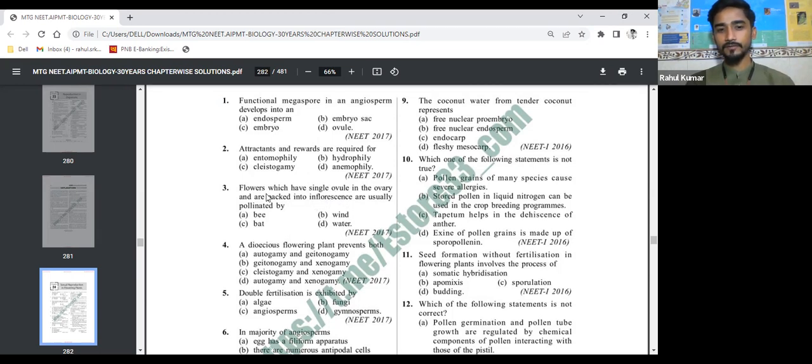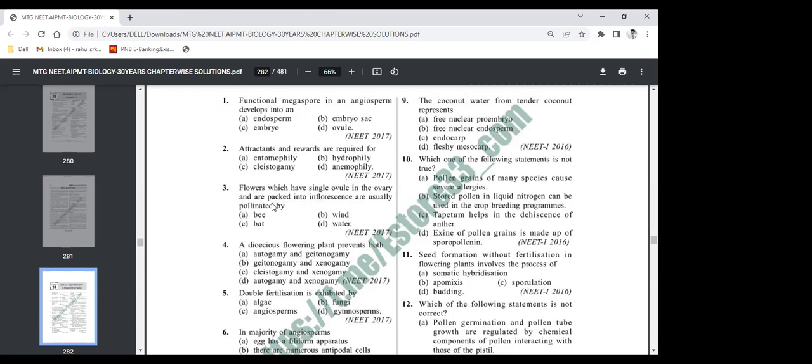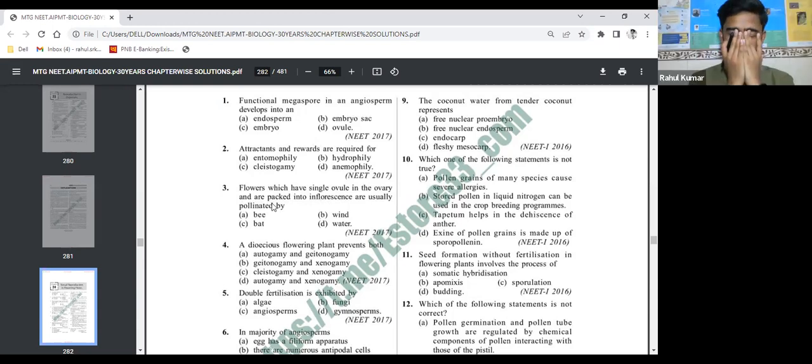See, flowers which have single ovule in the ovary and are packed into inflorescence. What is inflorescence? Bunch of flowers, right? Like flowers which come in bunches, for example flowers of the mango, that's called the inflorescence of the mango. If the flowers are very closely packed in inflorescence, usually wind is sufficient to carry pollen grains. Why? Because flowers are very close to each other. So even wind can take pollens from one flower to another.